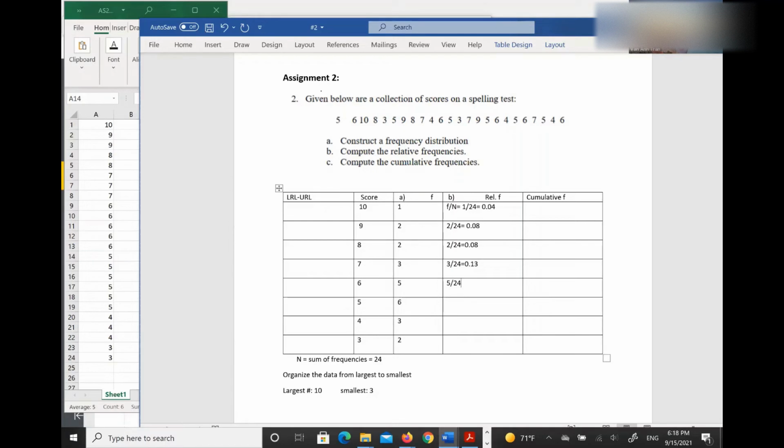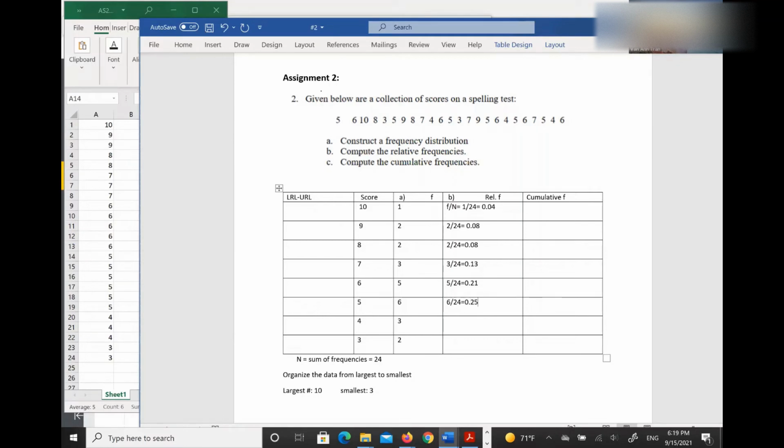All right, the next one is 5 divided by 24. What's the answer? 5 divided by 24. It should be 0 point something. Montserrat got the answer. All right, so it looks like you guys got the same thing. And the next one is 6 divided by 24. What is this one? Make sure that you round it to 2 decimal places for me. 0 point, I think it should be 0.25, right?